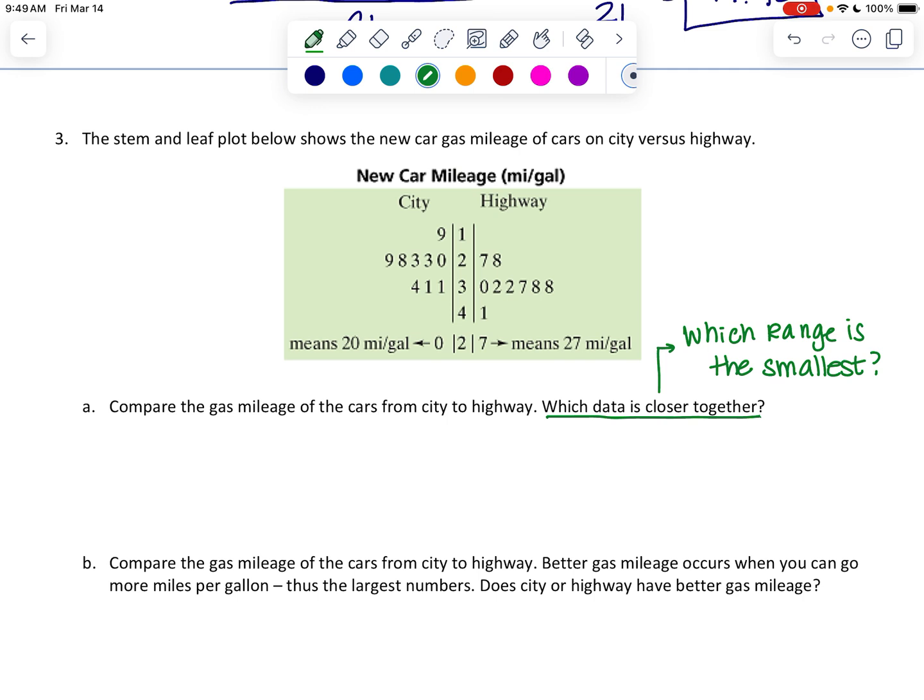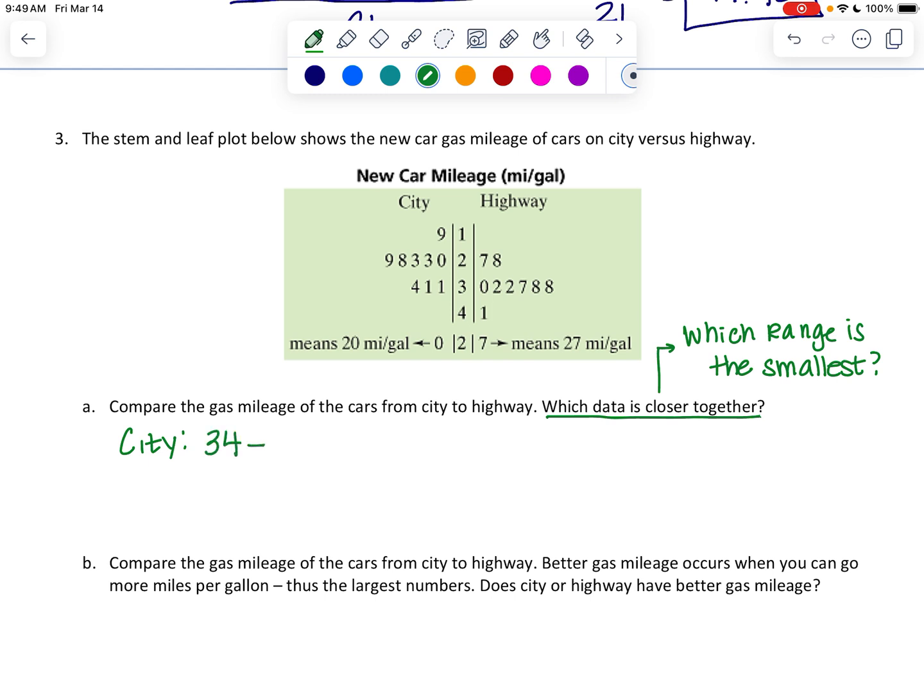Okay, so let's take a look at city on the left. So the best gas mileage they get in the city, we have a 19, we have a 20, a 23, a 23, a 28, a 29, a 31, a 31, a 34, and nothing in the 40s. So the best gas mileage in the city is going to be a 34.